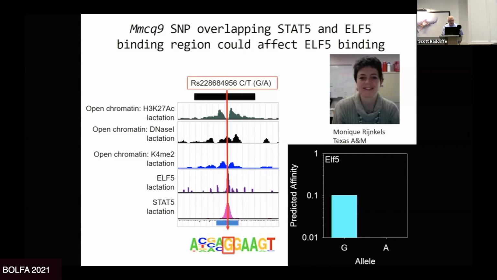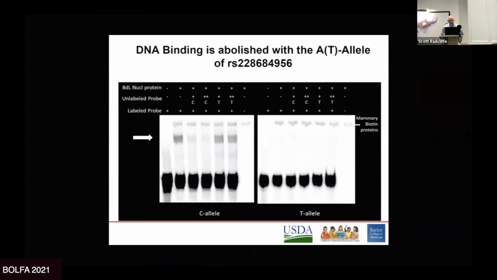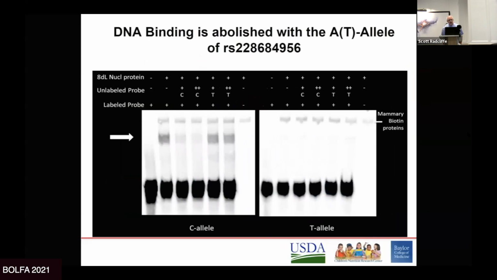Now, what Monique did in the lab after that was to use a gel shift assay to try and actually see, first of all, if we do this, do we see a difference in nuclear proteins binding to the site? So this is a gel shift where the labeled oligo is either the wild type version of the SNP or the mutant. So the C allele is the wild type. So you can see in the C allele, when we add the probe, there's a shift, and you can see that faint band up near the top.